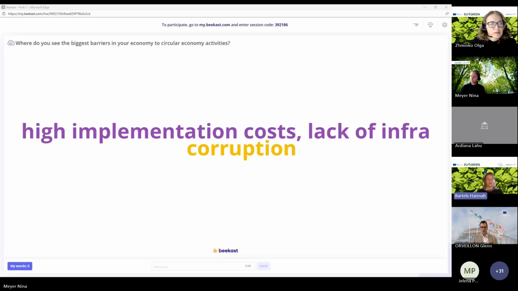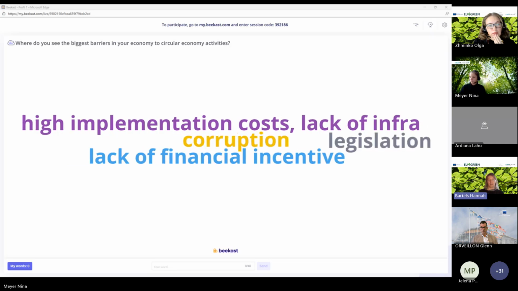Yes, so the question there was, where do you see the biggest barriers in your economy to circular economy activities? So that can be very open, so just whatever comes to your mind, submit it. So we see high implementation costs. That's of course also something that we touched upon in our presentation before, that the initial cost can be quite significant and require quite significant investments, for example, when it comes to waste treatment plants, etc.